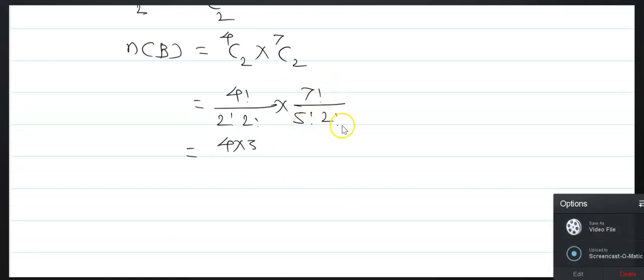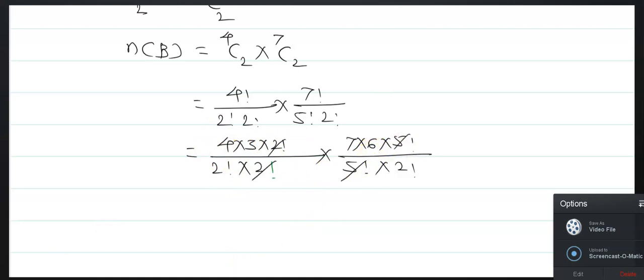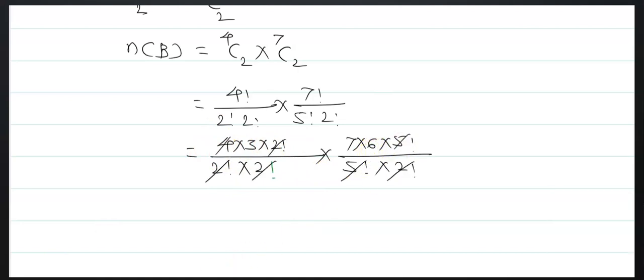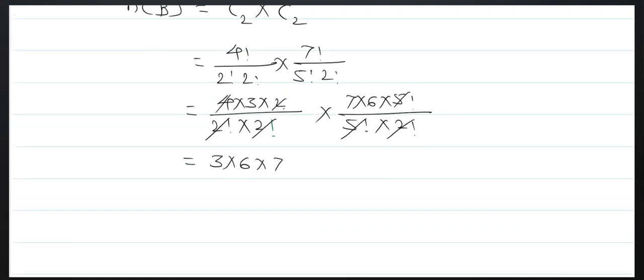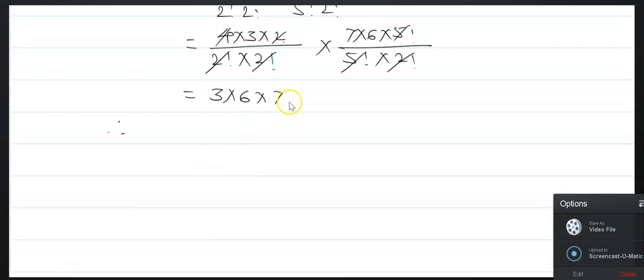upon 5 factorial into 2 factorial, and their calculation, that is 4 into 3 into 2 upon 2 into 2 factorial, 7, 6, 5. This is the calculation. That is equal to 3 into 6 into 7.